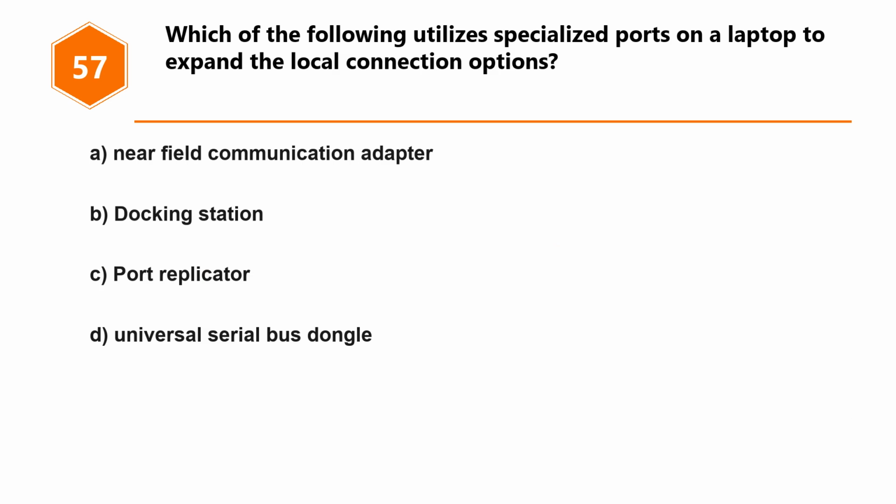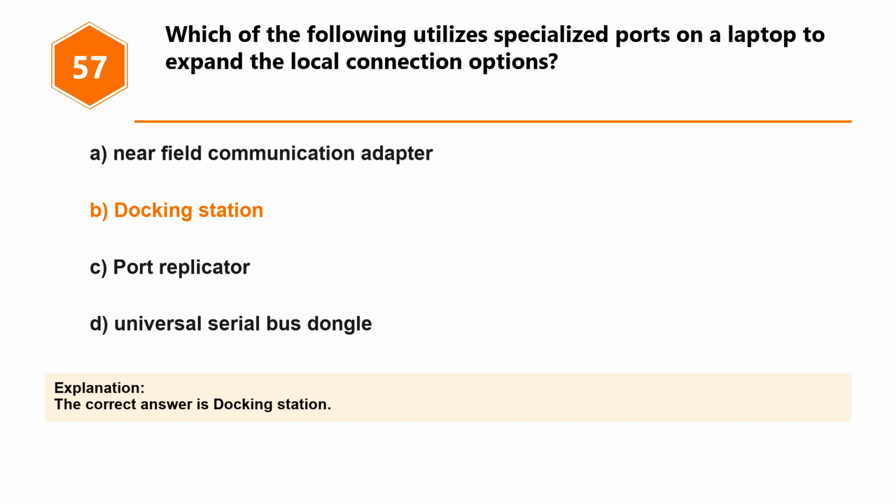Question 57. Which of the following utilizes specialized ports on a laptop to expand the local connection options? Option A, near field communication adapter. Option B, docking station. Option C, port replicator. Option D, universal serial bus dongle. The correct answer is option B, docking station.